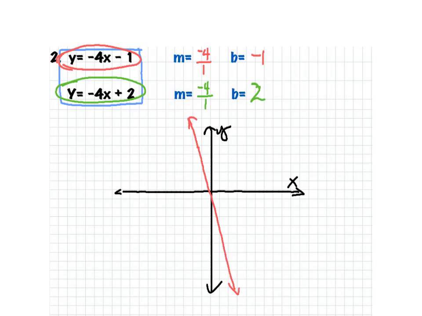And then let's do the green one. So my y-intercept is at +2, and my slope is -4 over 1. Okay, they're very, very close to one another. However, they are not going to ever intersect. And I have to see that you know that they're parallel lines. So the solution here is no solution.